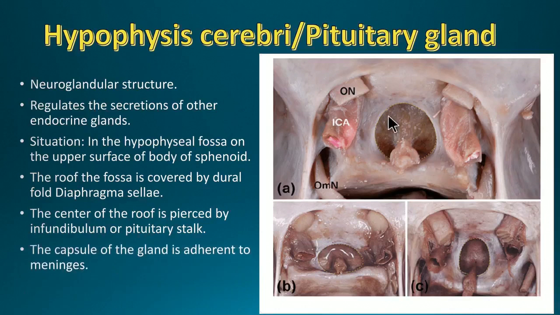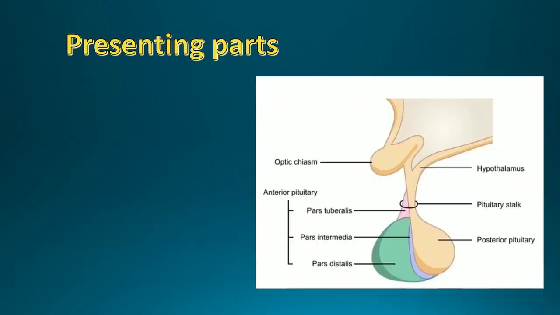Now the covering, the capsule, any gland definitely has a capsule, is very intimately related to the meninges. Because of that, the CSF does not extend and is not present around the pituitary gland. So CSF, cerebrospinal fluid, does not extend because the meninges is very intimately related to the covering or the capsule of the pituitary gland.